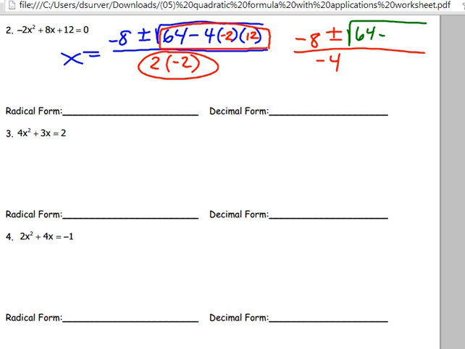4 times 2 is 8, and 8 times 12 is 96. Did you get 96? Good. And then there's 2 negatives in it, so that makes it plus. That's what people usually mess up right there. They don't look for the 2 negatives. So that's plus 96. So that makes 160 underneath the square root. So it's negative 8 plus and minus the square root of 160 all over negative 4.